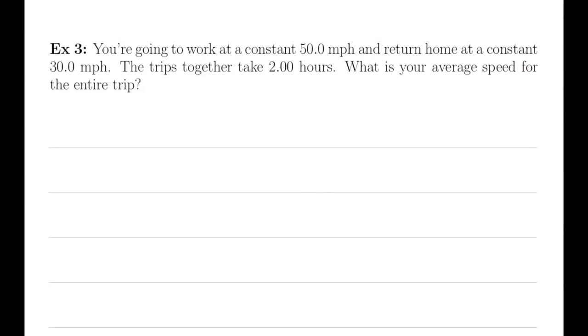But that would actually be the wrong answer. It's not 40 miles per hour. And the reason why is because you spent more time traveling at 30 miles per hour since you're moving slower. It's not just going to be a simple average. You don't spend the same amount of time on the return journey as on the journey to work.